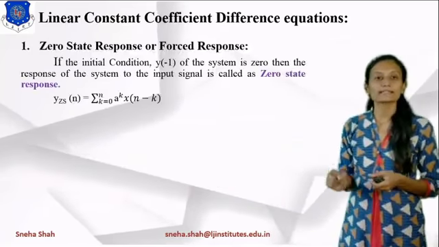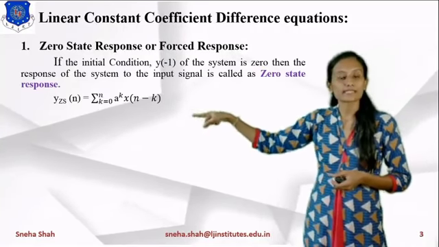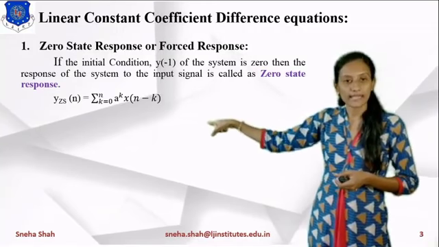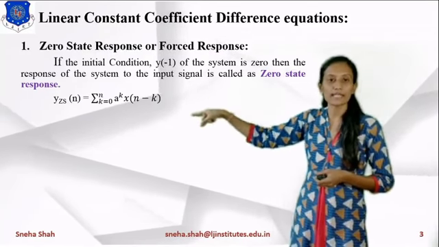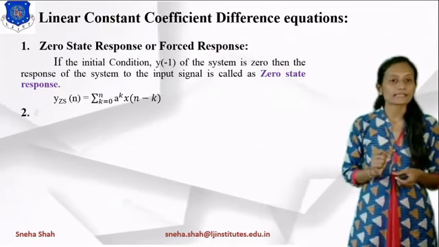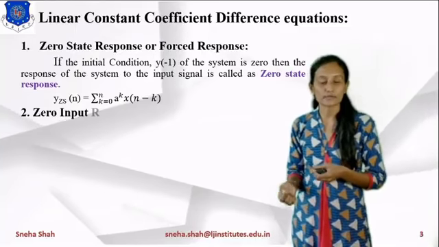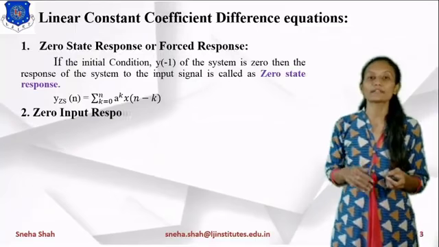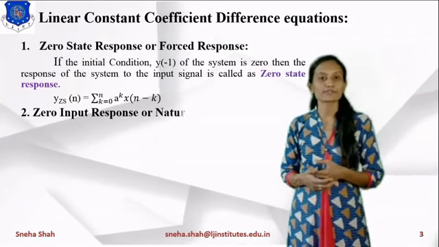So if we write the zero state response output, then the equation is y zs of n, and its value equals summation k equals 0 to n a raised to k x of n minus k. Now the next type of response is the zero input response or natural response. As there is no input, it will naturally give the output. So it is also considered a natural response.